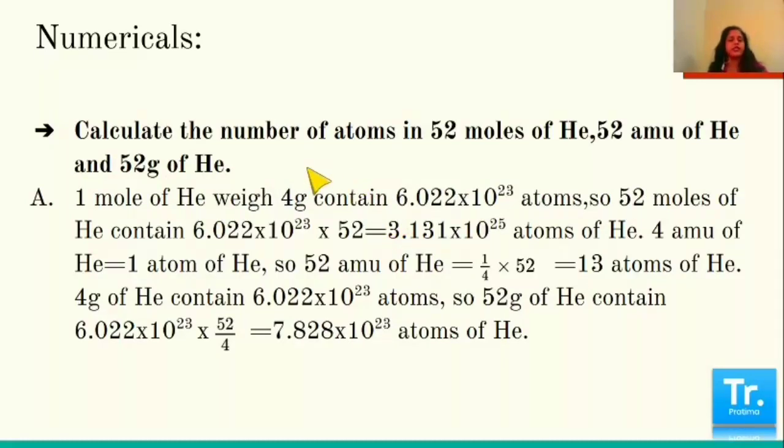Now this question is a very tricky question, and I have selected this question because many students have doubt in this question. I have seen many of them asking about this, so deliberately I have taken this question. The question says calculate the number of atoms. So there are 3 parts in this question, where every time we have to calculate the number of helium atoms for 52 moles of helium, 52 AMU of helium, and 52 gram of helium. Okay, so there are 3 parts. One by one we will solve.